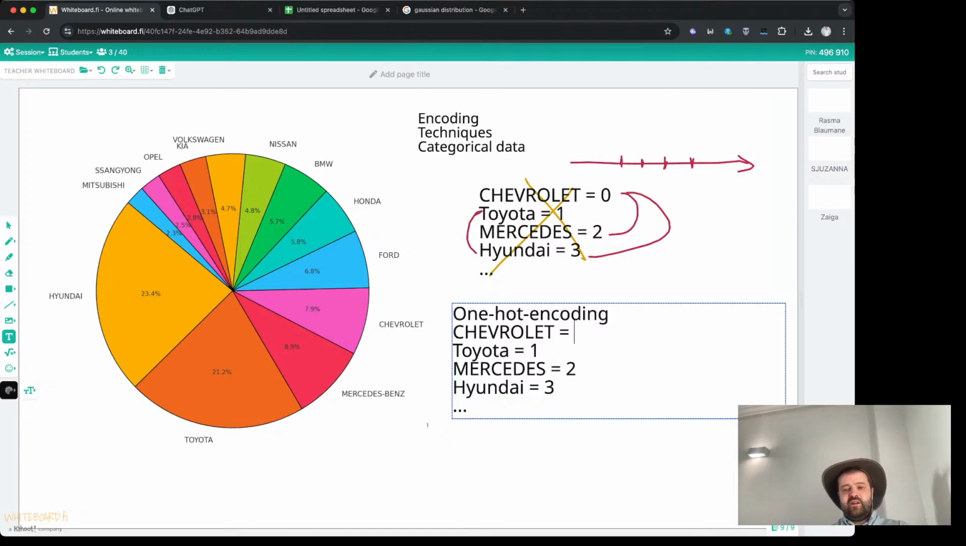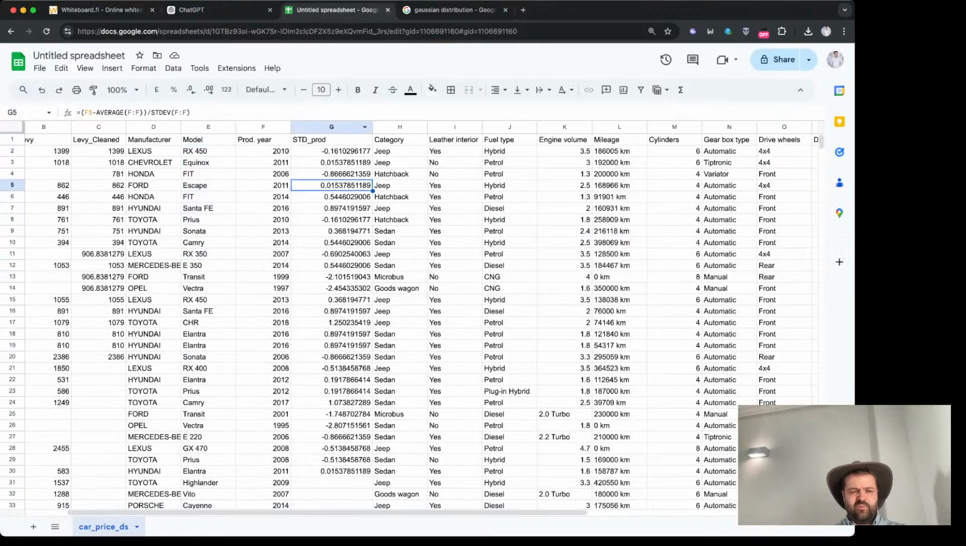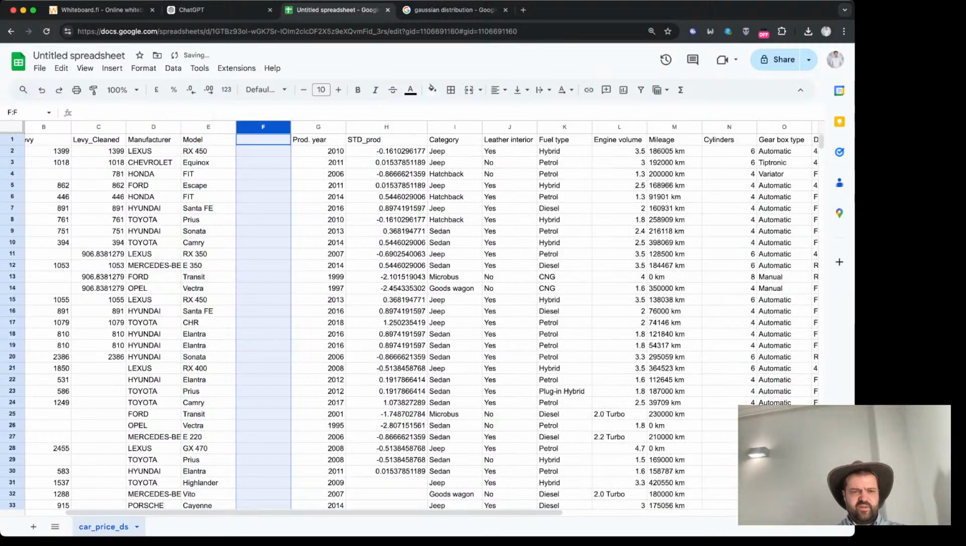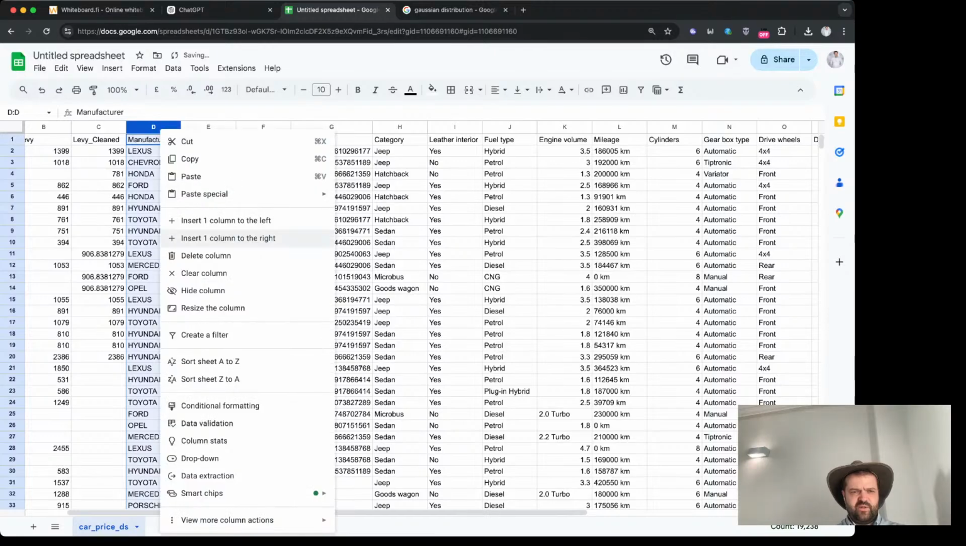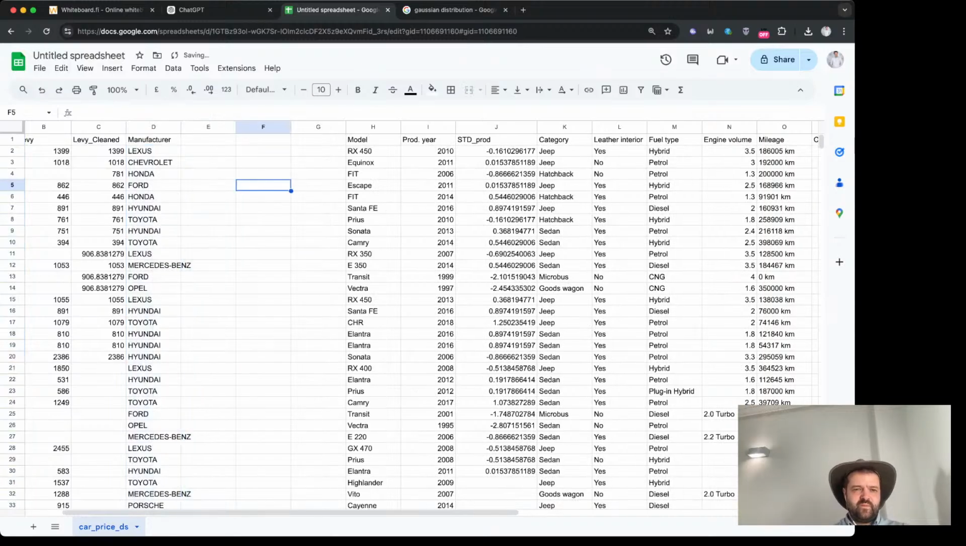So a better way would be to create these vector formats. You can think of this as columns in your dataset, a column for each of the cars. So there will be a Chevrolet column. Maybe it's easier to see even here. Let me show you the idea. Hopefully you will get it. So insert right. Let's write it here.